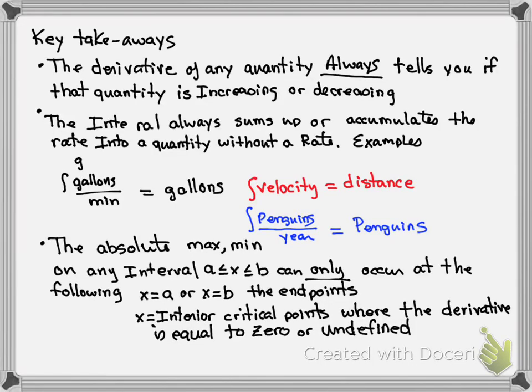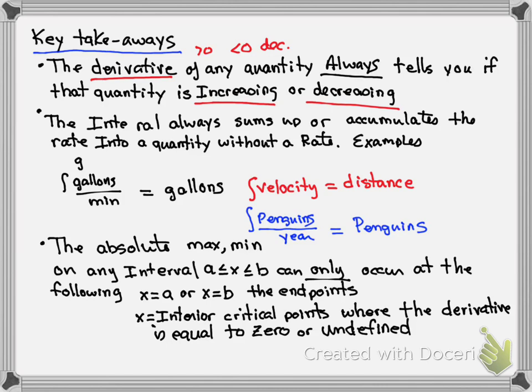So some takeaways for accumulation and absolute maximums and minimums. I am positive you will be asked this somewhere on your AP test: the derivative of any quantity will always tell you if that quantity is increasing or decreasing. So if they ask you if something is increasing or decreasing, you'll need to show that the derivative of that quantity is either greater than zero, increasing, or less than zero, decreasing. That's one takeaway.